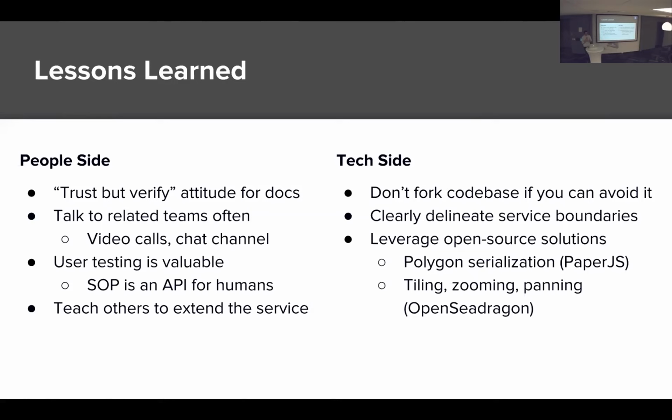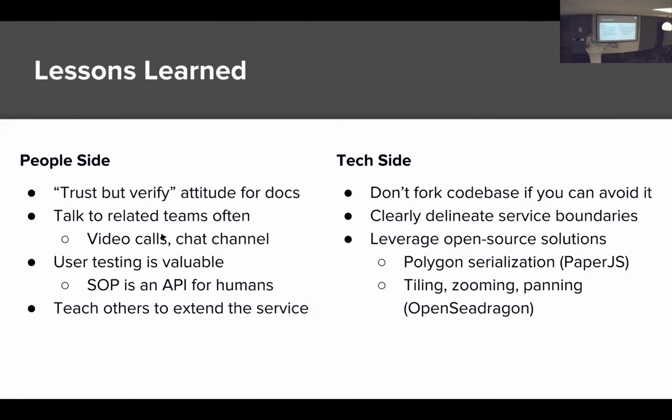Another thing that could have gone better here is talking to the related teams more often and in higher bandwidth ways. So something we should have done early on in the project is just fly to where they were located, spend some time in person hashing these things out, or even doing video calls just to get context and talk to each other.